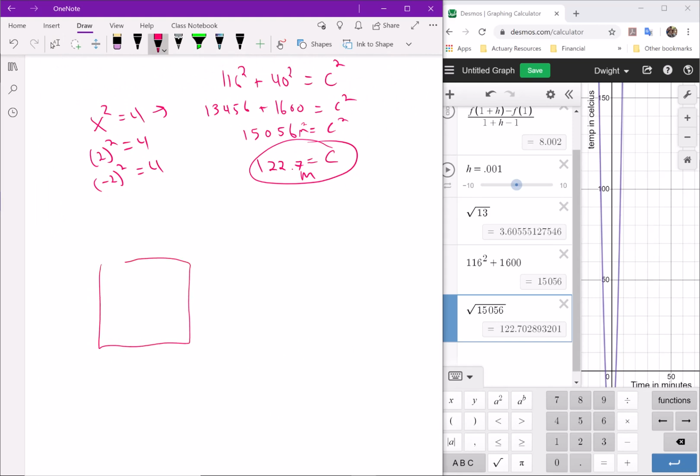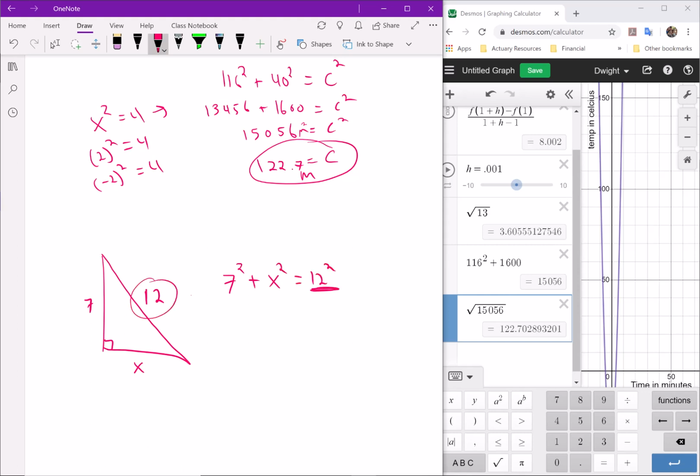Let's not do a square. I'll do two more examples for you. Let's say I have a triangle, and I know that the hypotenuse is 12, and I know that one of the sides, so here's my right angle, is, I don't know, 7, and I want to know this length here, right? So whatever the situation, let's pretend it's that. The equation I would have to set up for this is 7 squared plus x squared equals 12 squared, because the hypotenuse always has to be over here by itself, right?